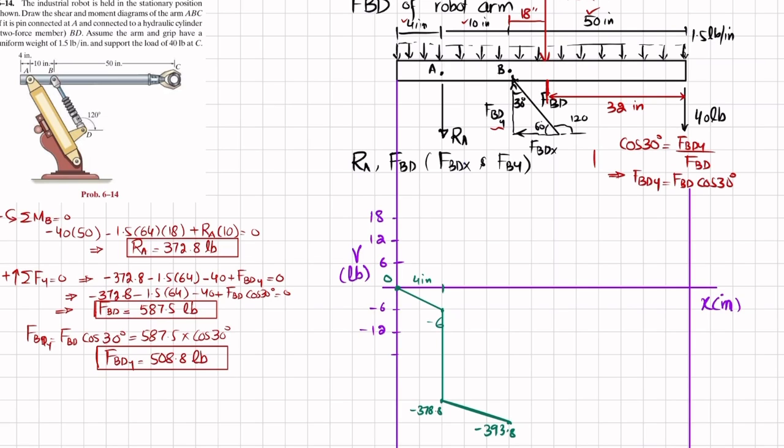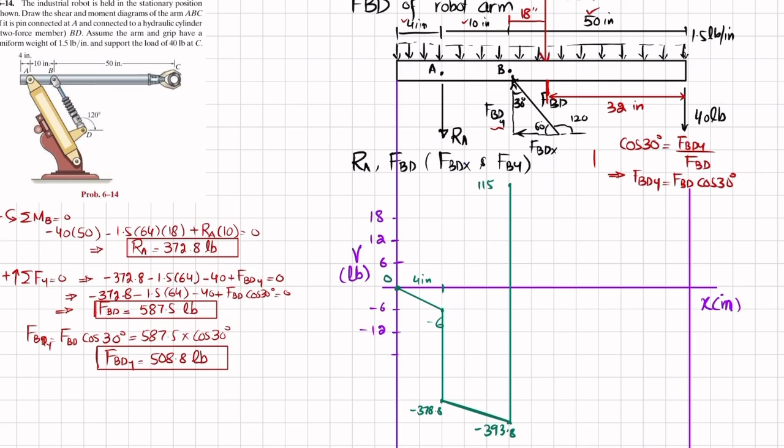Now at point B, you have a load of FBD y, which is equal to 508.8. So minus 393.8 plus 508.8 will bring it to 115. Clear? So assume that 115 is somewhere here, for example, because we have a shortage of space. So 115 is there. The shear force will change from minus 393.8 to 115.